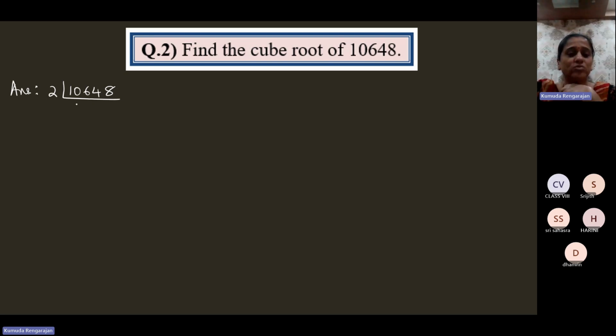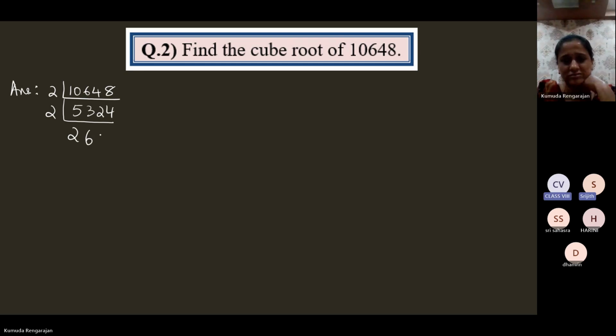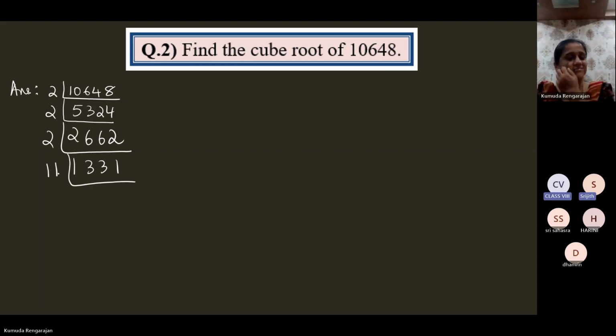10,648 divided by 2 is what? Tell me the number here. Ma'am, 5,324. Okay, 2 again. 2,662, ma'am. 2,662. After that, 1,331, ma'am. By 11, and then again 121 will come.